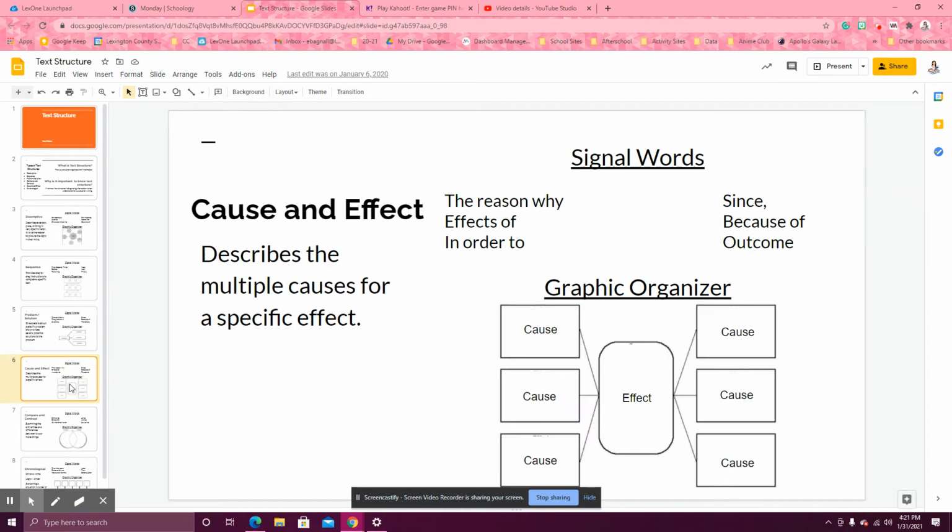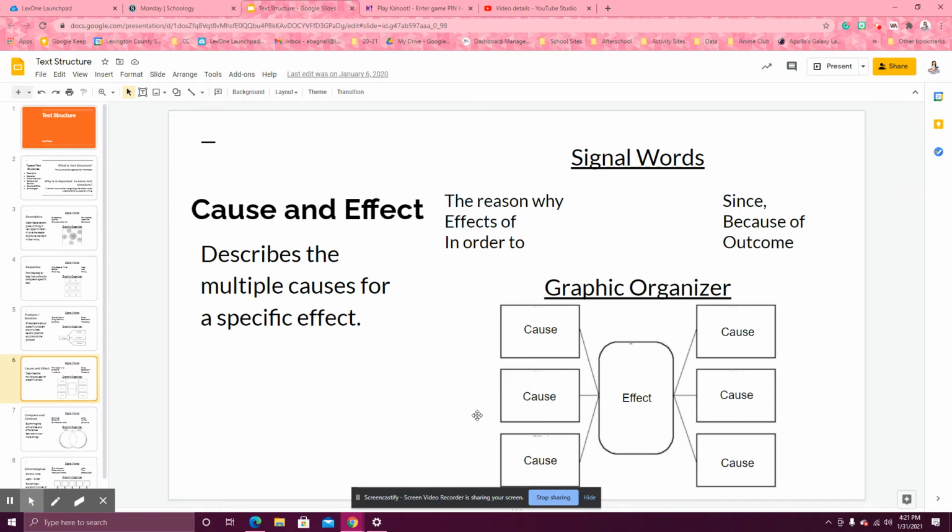All right, let's take a look at cause and effect. This one's pretty common as well, and it's just like it sounds. It tells you several causes about this effect. So these things cause this. All right, some signal words: the reason why, effects of, in order to, since, because of, and outcome.